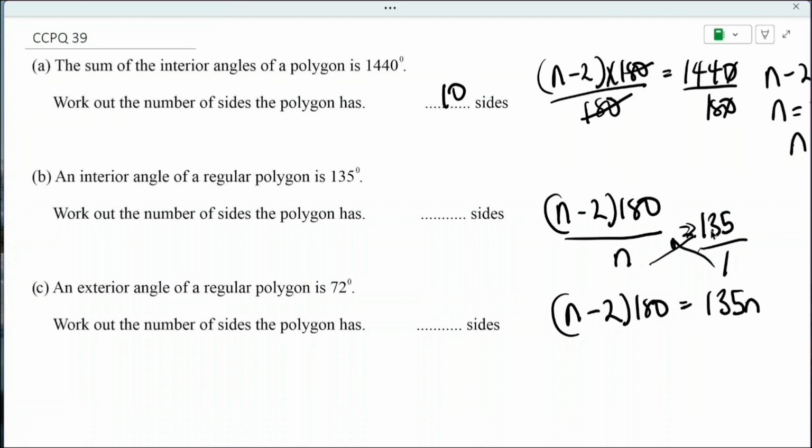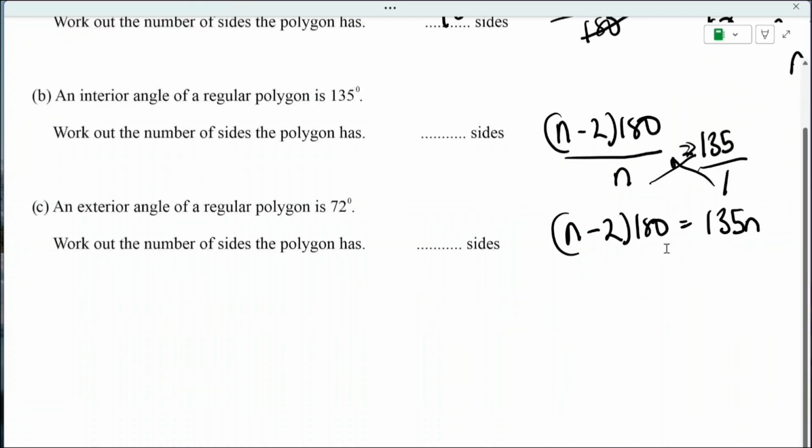You created the algebraic expression to work on by applying the formula. Now all you need to do is just solve the math. If you divide both sides by 180 it becomes a bit complex, so it's best in this case to open the bracket with the 180. 180 times n is 180n minus, then 2 times 180 will give you 360 equals 135n. This 180 has an n and this 135 too has n. So they are like terms.